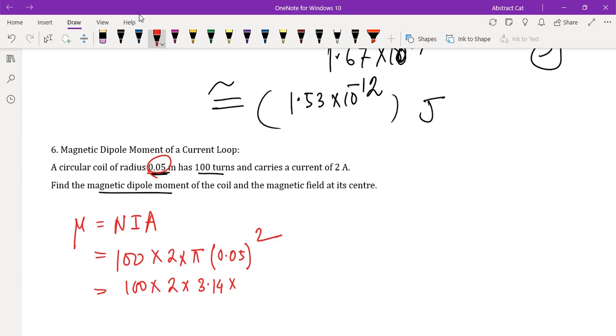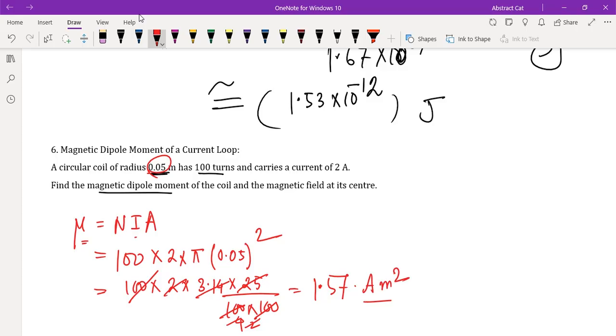So that is 0.05 whole square, and that is 100 into 2 into pi, which is 3.14. 0.05 squared means 25 by 100 times 100. This 200 will cancel, 25 times 4 to 2, and you get 3.14 times 0.5, which is 1.57. So mu is 1.57, and the SI unit of mu is ampere meter square. Okay, that's the SI unit.